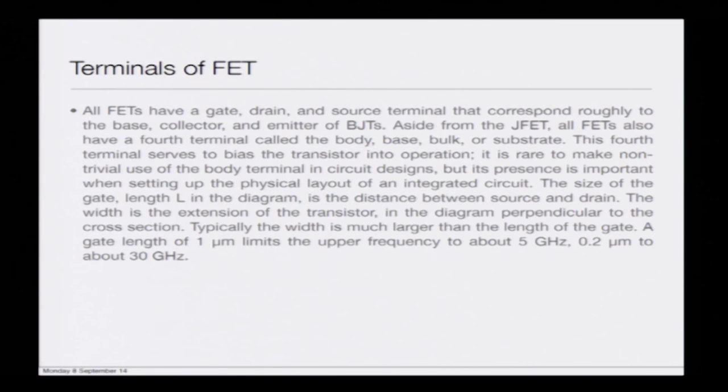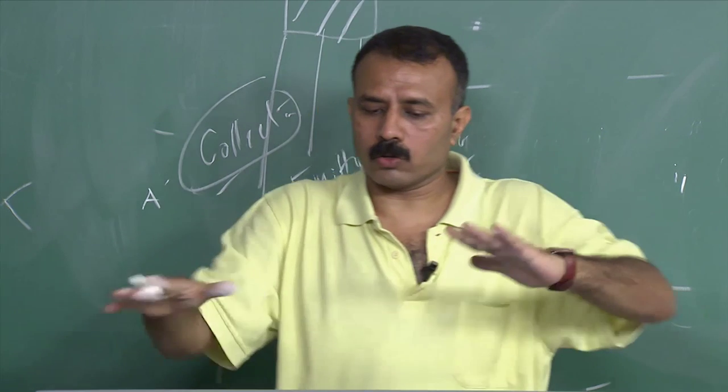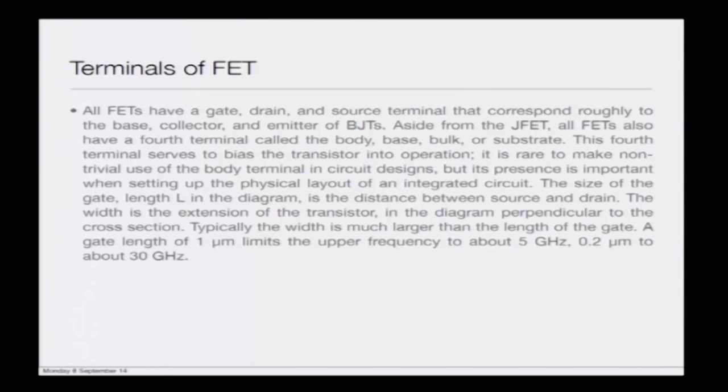There is a body on which, as a matter of fact, all these cells were sitting, on top of the gate and all those things. This fourth terminal serves to bias the transistor into operation. It is rare to make non-trivial use of the body terminal in circuit designs, but its presence is important when setting up the physical layout of an integrated circuit. The size of the gate, length L in the diagram, is the distance between the source and the drain. The width is the extension of the transistor in the diagram perpendicular to the cross section. Typically, the width is much larger than the length of the gate.